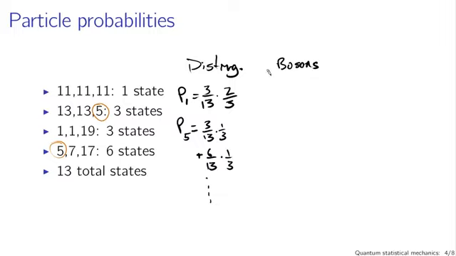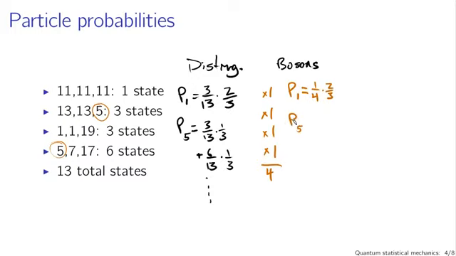So essentially, for bosons, I would have just one state 11, 11, 11, just one state 13, 13, 5, just one state 1, 1, 19, and just one state 5, 7, 17. So I would have 4 total states, which means instead of dividing by 13 in my first number in my probabilities here, I'd be dividing by 4. So if I wanted to calculate P1, for instance, the probability 1 only appears in this state. There is one allowable state for bosons with the quantum numbers 1, 1, 19. So my P1 would be 1/4, because there's only one state that has 1s in it, times the probability that the particle, given the system is in that state, that the particle drawn would be in quantum state 1, which is, as before, 2 out of 3.